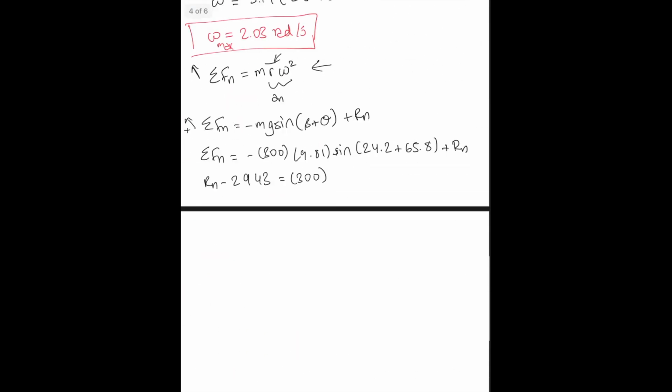And that's going to be equal to, as we calculated previously, 2.19 multiplied by 2.03 squared, the angular velocity we just found. And that's going to give us a value for the normal force equal to 5,650 newtons. Now, if we do the sum of forces in the tangential direction, we get mg cosine beta plus theta minus RT.